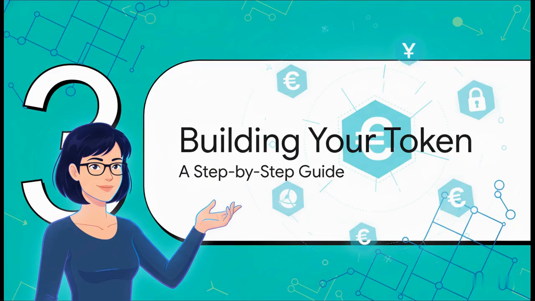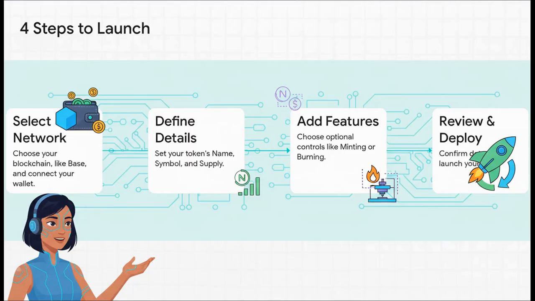Okay, so theory is great, but let's get our hands dirty and see just how easy this whole thing actually is. We're going to walk through the exact steps you take to create your own token right now. And honestly, it really just boils down to 4 simple steps. Step 1, pick your network. We're using Base here, and connect your crypto wallet.